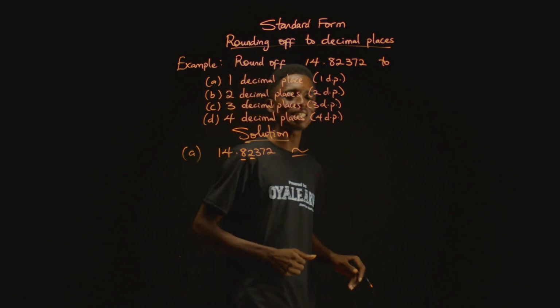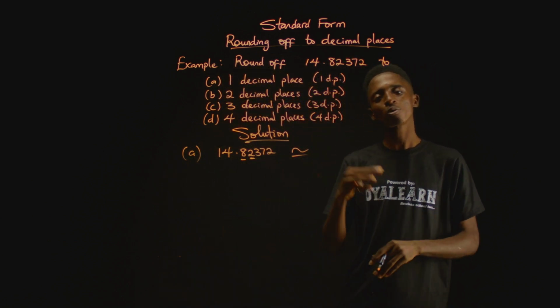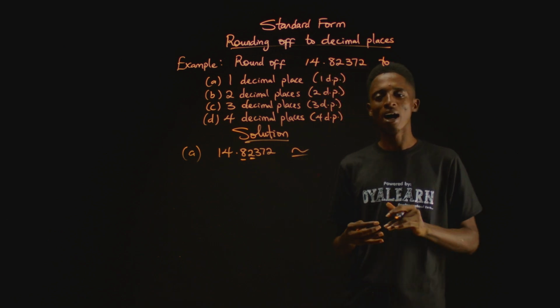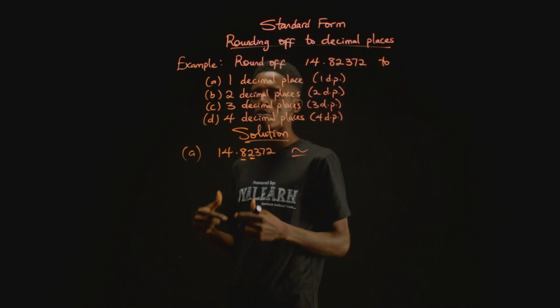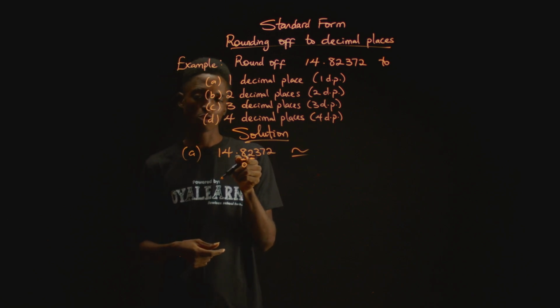And when the next digit is between 0 to 4, we round down. But when it is between 5 to 9, we round up. So in this case, we are rounding down. That is, we are adding 0 to this.